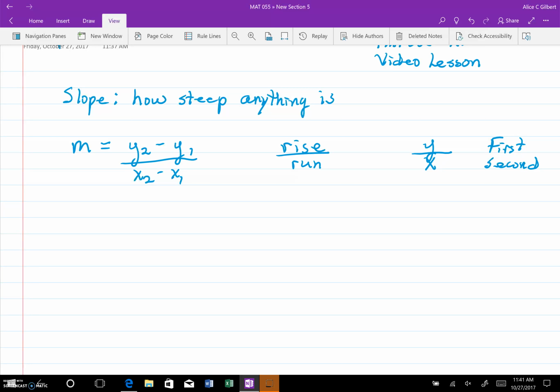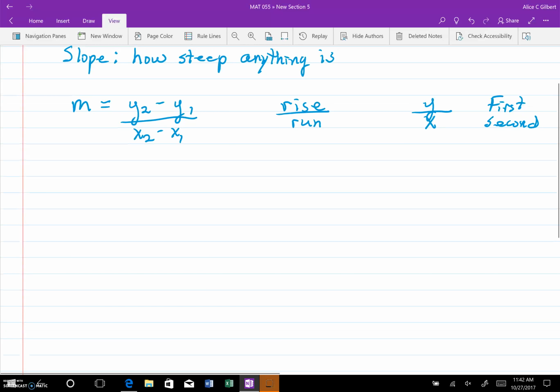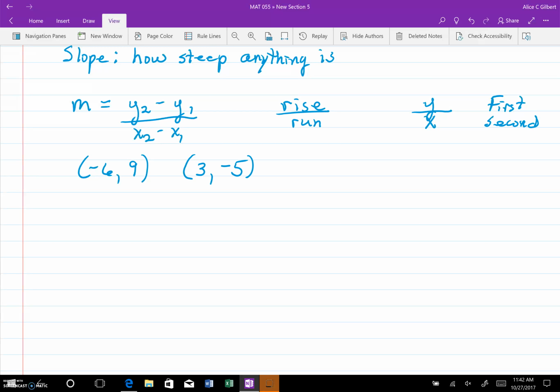So in order to use the slope formula, we have to have 2 points. So if we're going to find a slope, then we have 2 points. And remember, every point has 2 coordinates, an x and a y, and it must be in that order.